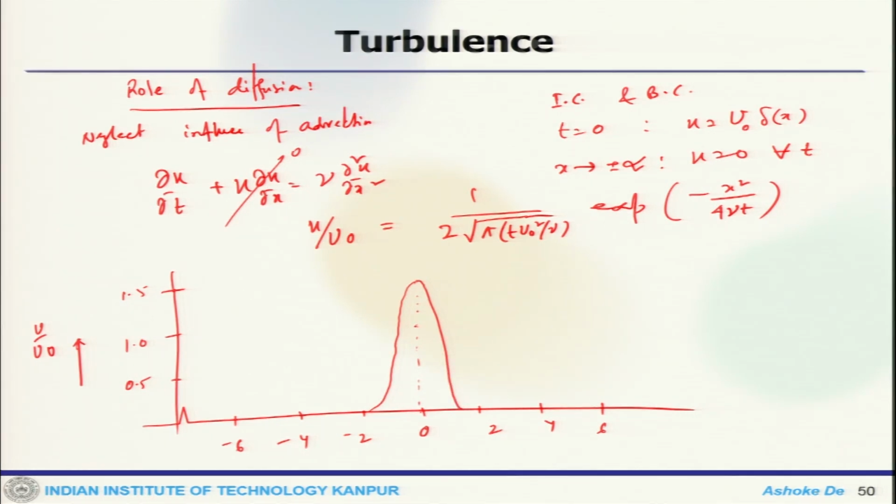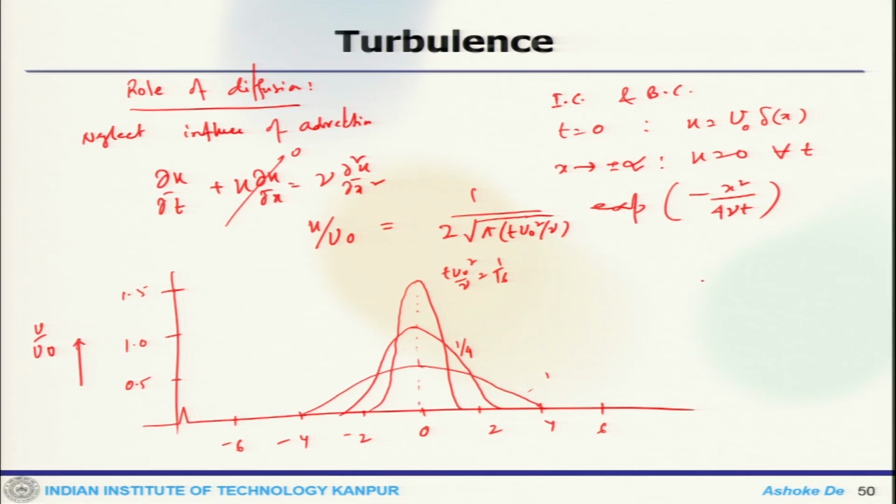then it can come like this. So, this is my t u naught square by nu equals to 1 by 16, this is 1 by 4, and this could be 1. So, that is how you can see the impact of the diffusion.